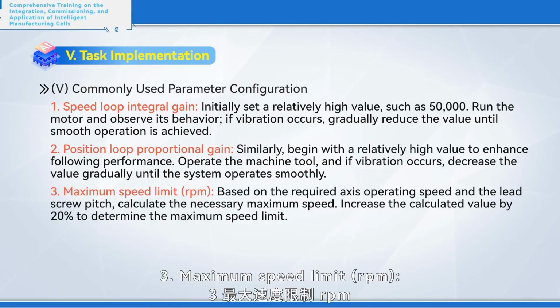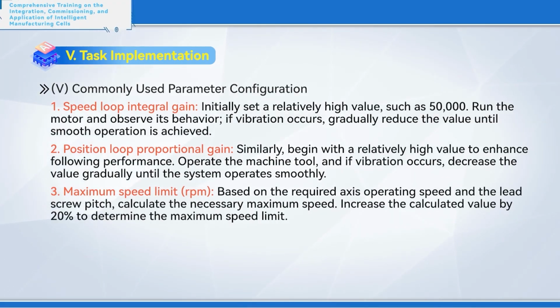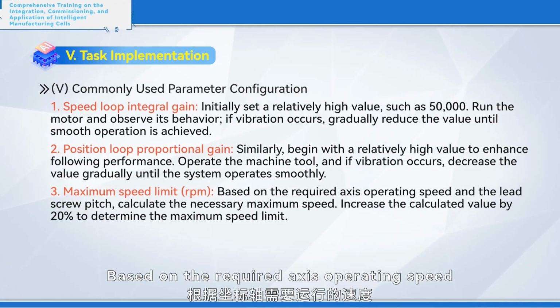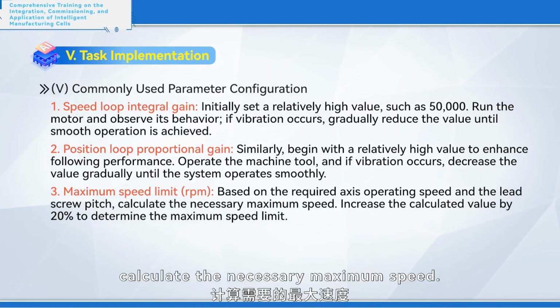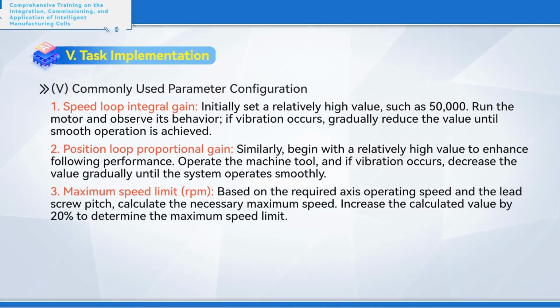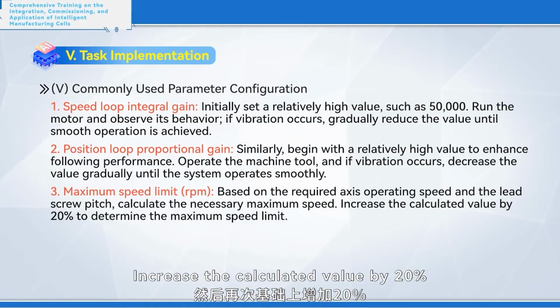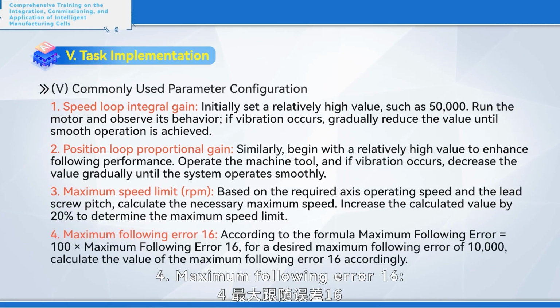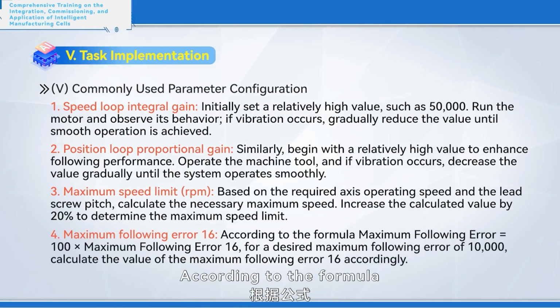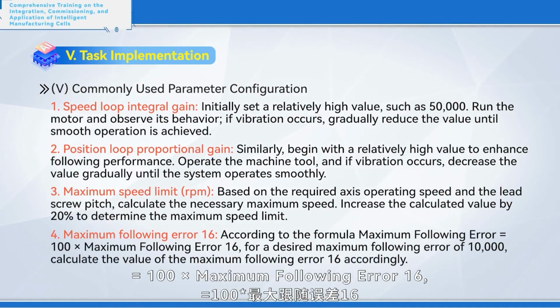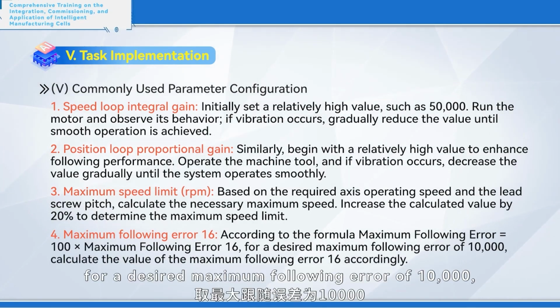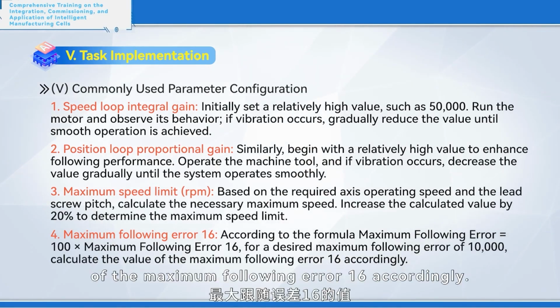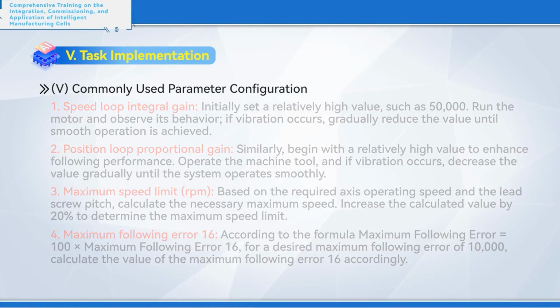3. Maximum speed limit, revolutions per minute. Based on the required axis operating speed and the lead screw pitch, calculate the necessary maximum speed. Increase the calculated value by 20% to determine the maximum speed limit. 4. Maximum following error 16. According to the formula, maximum following error equals 100 times maximum following error 16. For a desired maximum following error of 10,000, calculate the value of the maximum following error 16 accordingly.